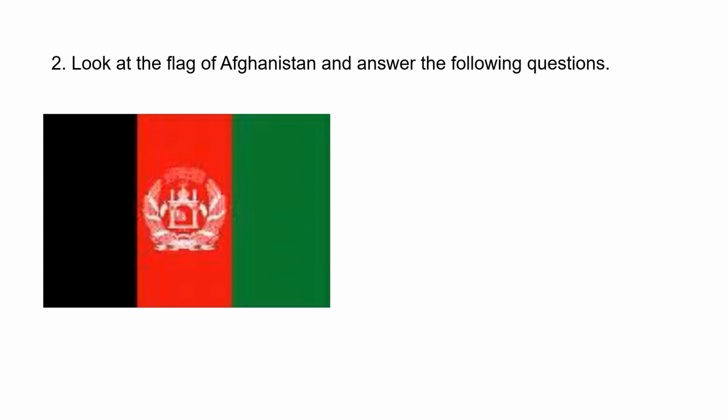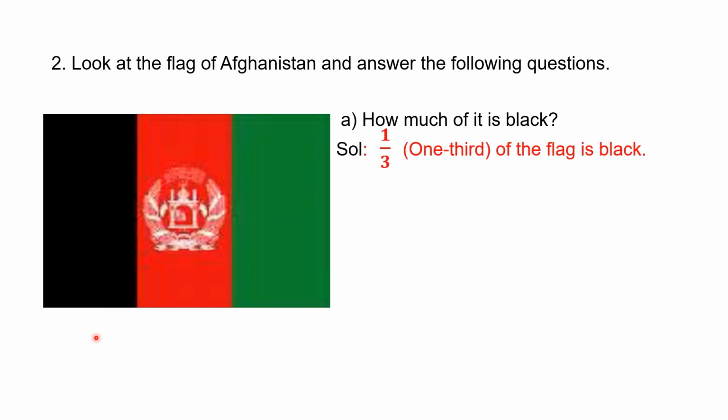Look at the flag of Afghanistan and answer the following questions. How much of it is black? The national flag of Afghanistan is divided into 3 equal parts. Out of 3 equal parts, one part is colored black. So 1 by 3 or 1/3 of the flag is black.